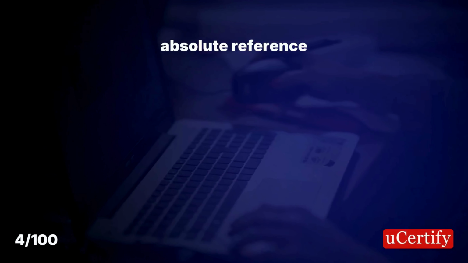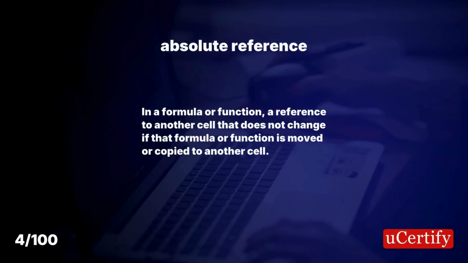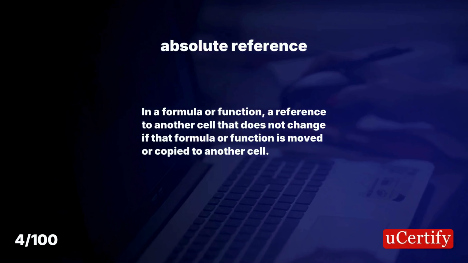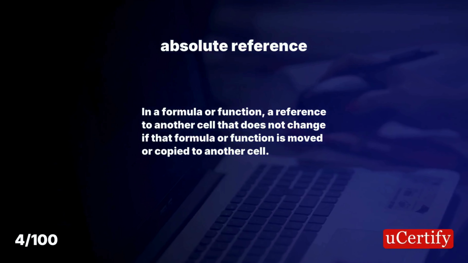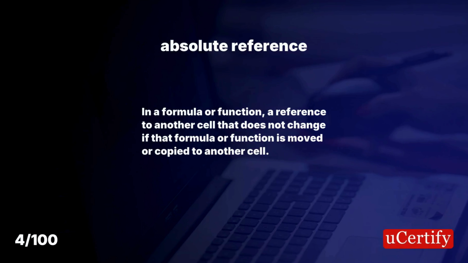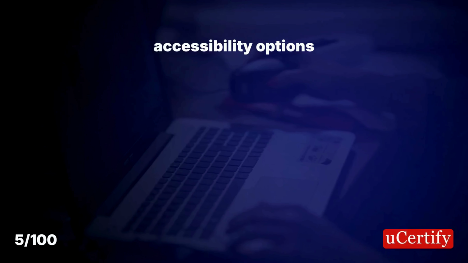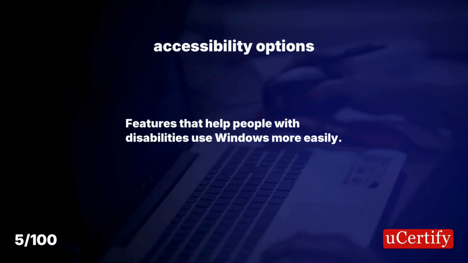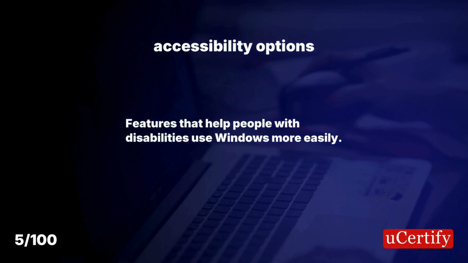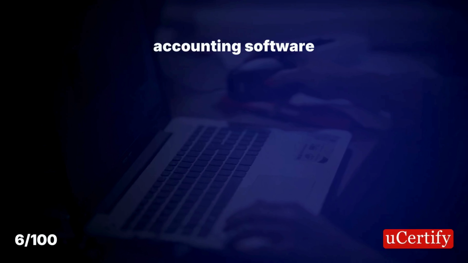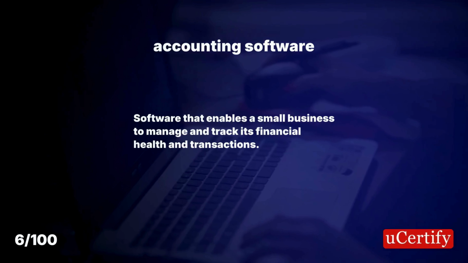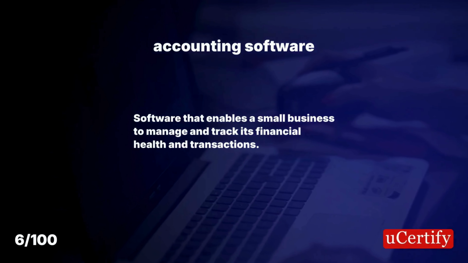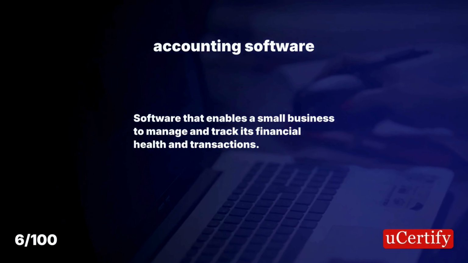Term: absolute reference. Definition: in a formula or function, a reference to another cell that does not change if that formula or function is moved or copied to another cell. Term: accessibility options. Definition: features that help people with disabilities use Windows more easily. Term: accounting software. Definition: software that enables a small business to manage and track its financial health and transactions.